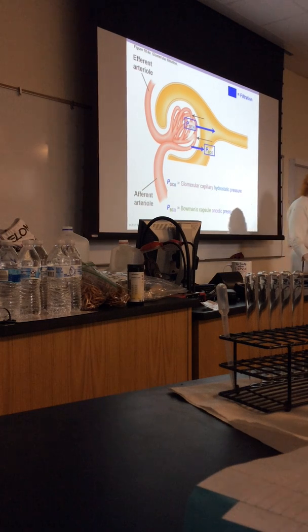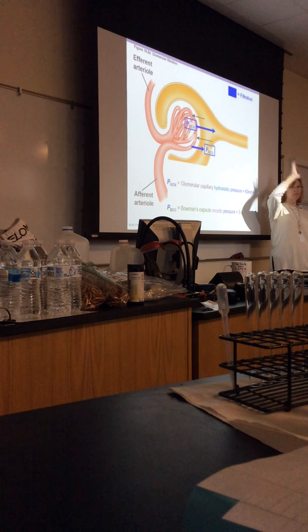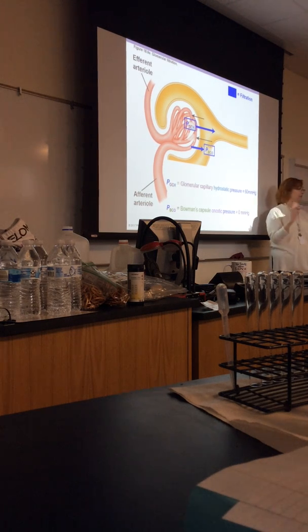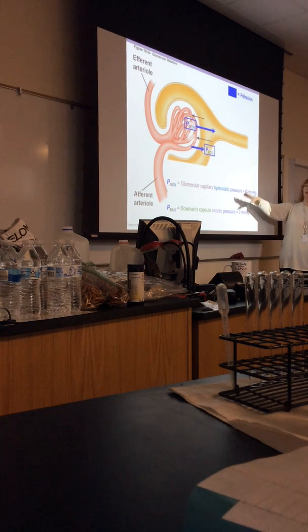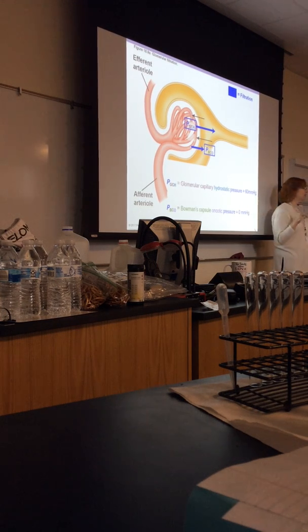Okay. What are these values? Well, on the slide previous where I was telling you what the various pressures are, I identified what they are. So my glomerular capillary hydrostatic pressure is 60 millimeters of mercury.